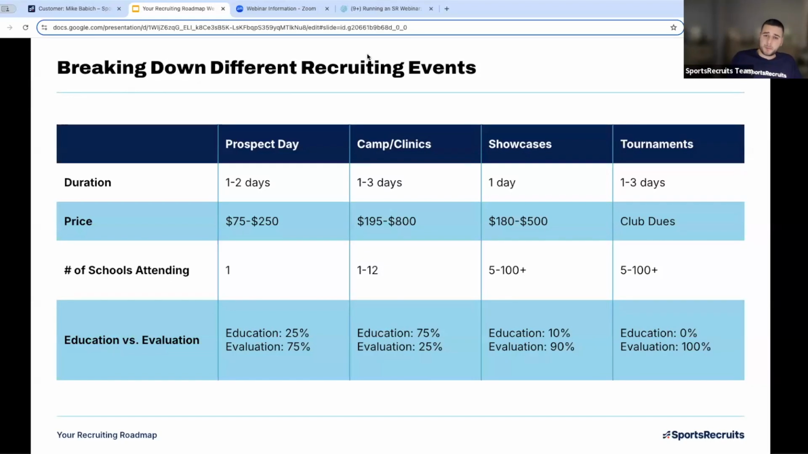A camp or a clinic may work a little bit differently, where maybe there's more coaches involved. Maybe it ends up being a little bit longer, but that's going to be more educationally based. So yes, there might be certain aspects where you are being evaluated, but there is going to be a lot more drill work. You are going to be working with college coaches directly on certain skill sets. You're probably going to break out in specific position groups.